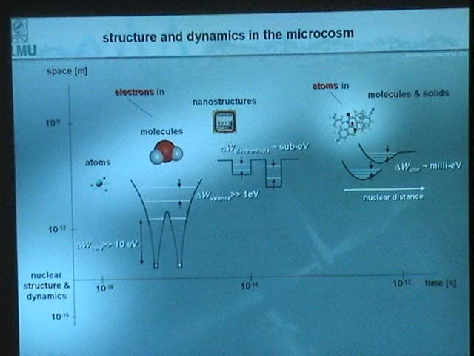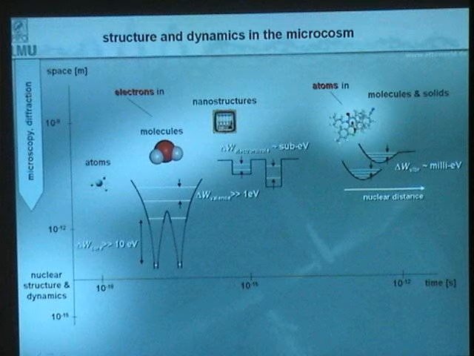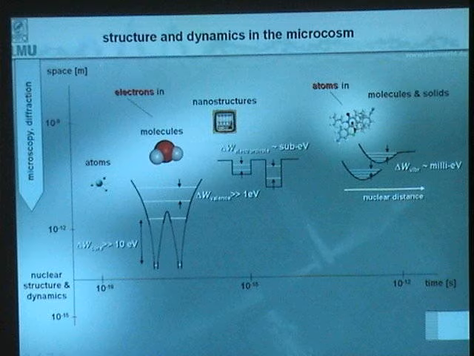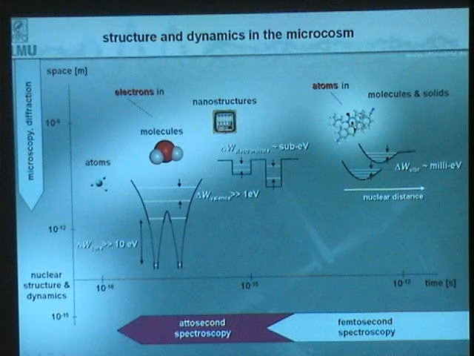Just as diffraction and imaging and microscopy is able to resolve the structure of matter with ever improving resolution down to the atomic scale, and probably sooner or later even down to the subatomic scale, ultrafast spectroscopies allow one to capture short-lived transient states of matter and reconstruct dynamics with an ever higher time resolution.